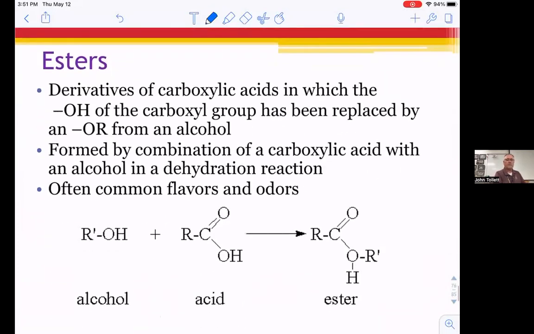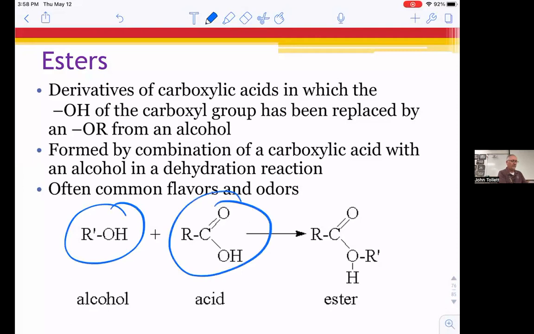Oh, my goodness, look at that. So almost finished here. Esters, like I said, are the combination of two. So you have an alcohol and you have the carboxylic acid. So you have the alcohol here and the carboxylic acid here.